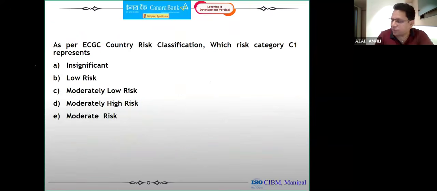Yes, one more question I will read. One more 15 minutes are there for us. Question: as per ECGC country risk classification, which risk category does C1 represent? It is very difficult, that's the reason I said to see, but for exam purposes, please refer to the circular. The right answer is moderately high risk. C1 is moderately high risk. Very good.